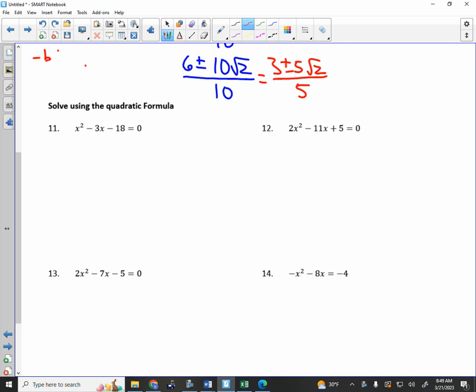Negative b plus or minus the square root of b squared minus 4ac, all divided by 2a. Do you remember the song that goes with the quadratic formula?